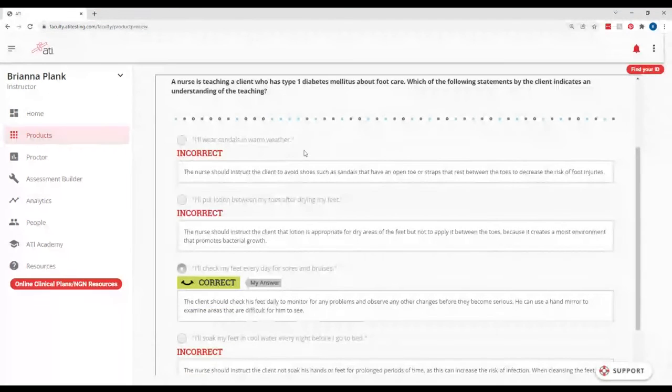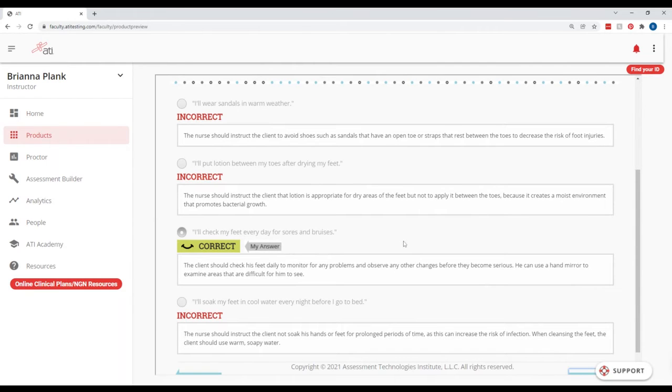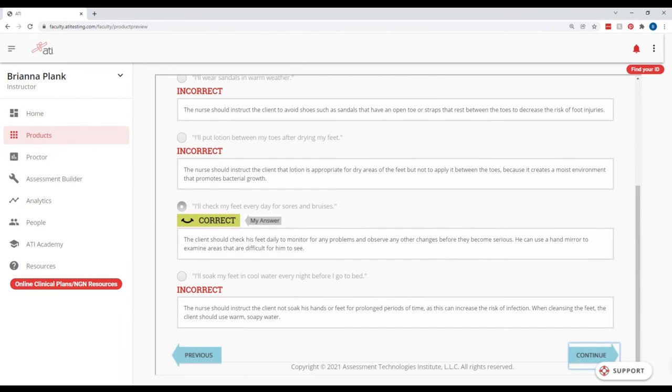Sandals in warm weather, that sounds like they're going to be having friction in between the toes, which could cause skin injury. Sounds like a bad idea. We don't want to put lotion in between the toes because we're going to get bacteria. It's going to stay too moist.